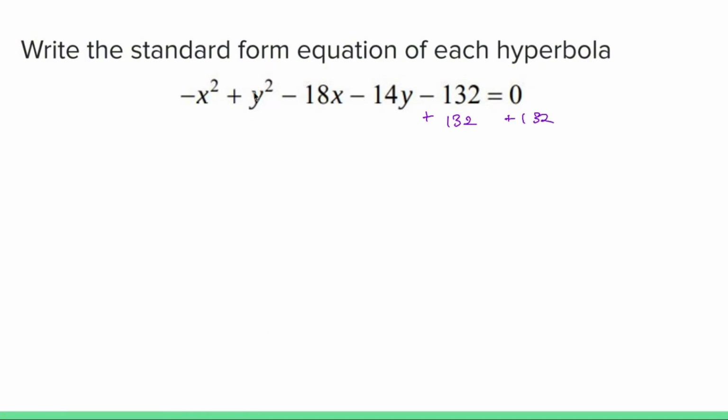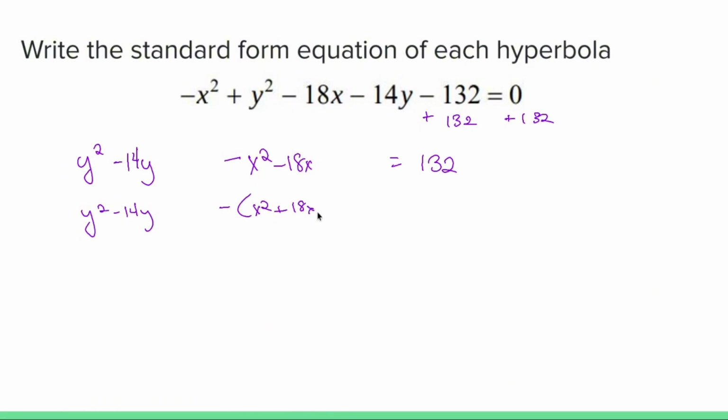Second thing we want to do is write this in an order that seems to make sense. Like for example, see how that y squared is first? Well, let's put that first and group the negative 14y with it. Then we'll move the minus x squared over here, minus 18x gets grouped with that, and that equals positive 132. Now this is supposed to be subtracted. So I'm going to leave it the way it is for now, y squared minus 14y. And I'm going to factor out a negative. Negative x squared plus 18x, leave some space, equals 132.